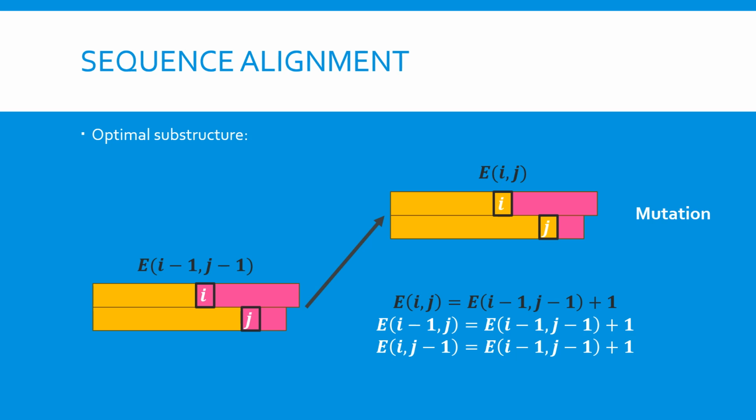Similarly, if we opt for insertion, the equation becomes E(i,j) equals E(i-1,j-1) plus 1. And for deletion, we have E(i,j-1) equals E(i-1,j-1) plus 1. In all of these equations, the left-hand side is maximized if E(i-1,j-1) on the right-hand side is maximized. Therefore, this problem does exhibit the optimal substructure property.